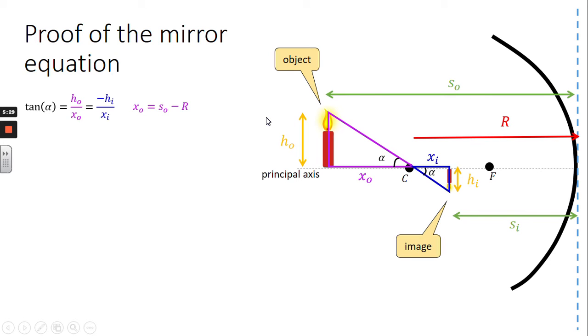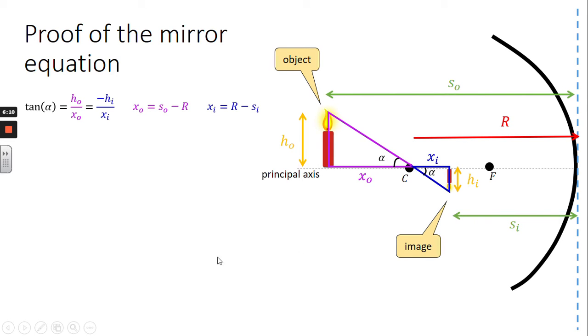So I also want to point out that the distance x sub o is the object distance minus the radius. So the distance x sub o here, this purple distance, is this full object distance, and you subtract off the distance from the radius. That'll be useful. And then last but not least, I want to mention that the distance x sub i, the blue triangle distance, is equal to the radius, this whole r distance in red, minus the image distance. So x sub i is whatever is left over after you take the radius minus the image distance.